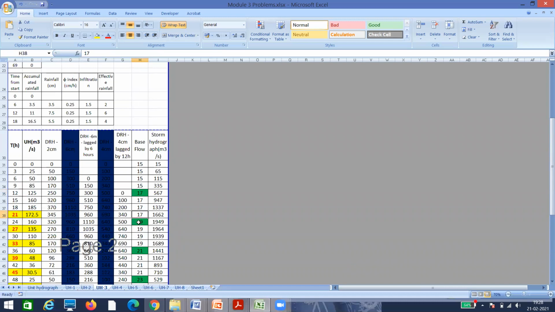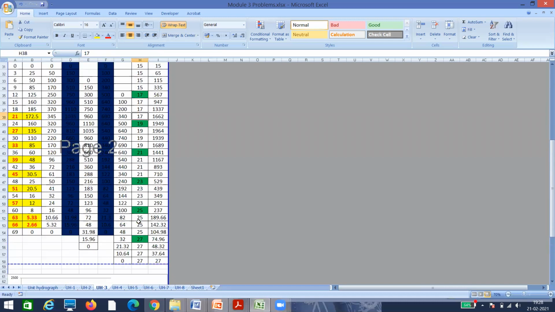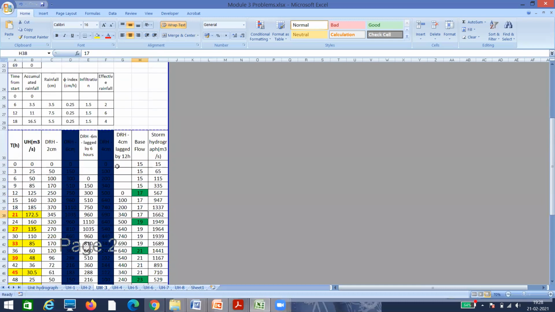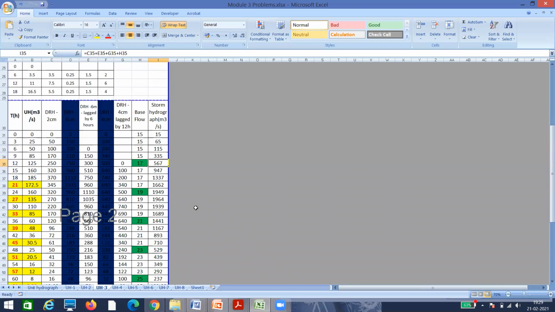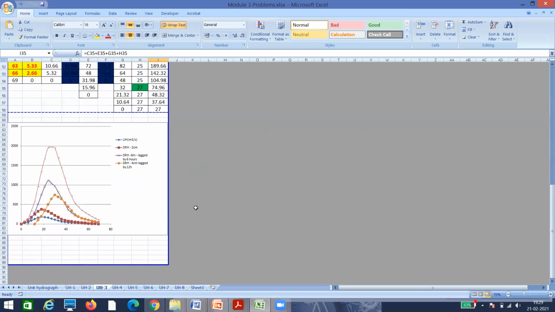At 24, it increases to 19. I've shown by the change in color the increase of your base flow. And finally, add all these values. So here adding will be 0 plus 0 plus 0 plus 15 is equal to 15. I'll take some value here: 250 plus 300 plus 0 plus 17, I'll be getting 567. So this is how we do the problem where storm hydrograph is being asked. I've drawn the graph also for better understanding.